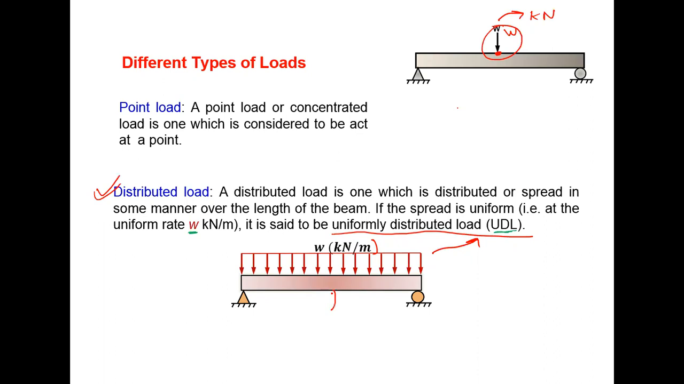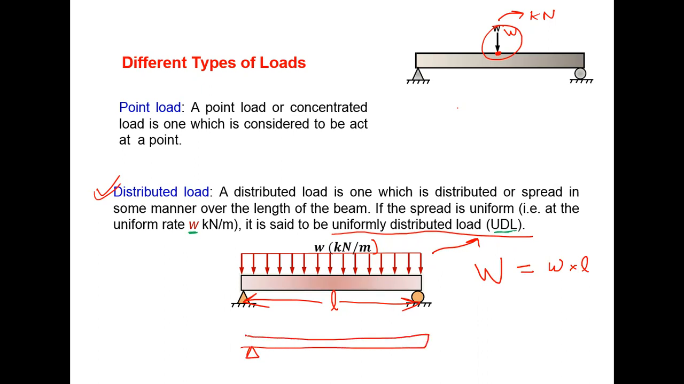So suppose the span length is L meter, then total load acting on this beam, let's denote it by capital W, will be equal to small w into L. Okay, that means you can replace this UDL by a point load having magnitude small w into L. So this UDL indirectly denotes a loading of magnitude w into L, where this w is the intensity of uniformly distributed load having unit kilonewton per meter.